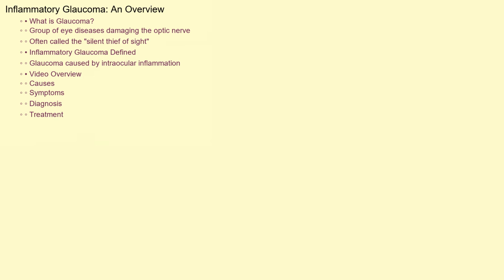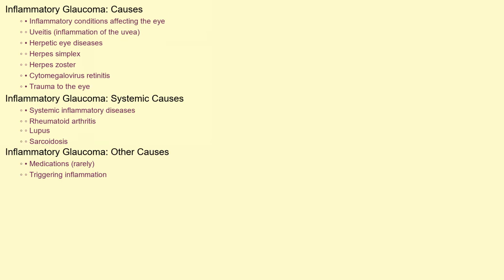Welcome to this informative video about inflammatory glaucoma. Glaucoma, often referred to as the silent thief of sight, is a group of eye diseases that damage the optic nerve, which connects the eye to the brain. Inflammatory glaucoma is a specific type of glaucoma that arises as a consequence of inflammation within the eye. Join us as we delve into the causes, symptoms, diagnosis, and treatment of this complex condition.